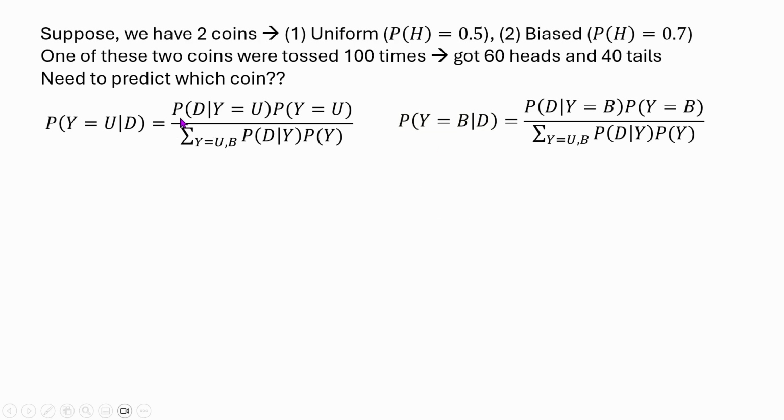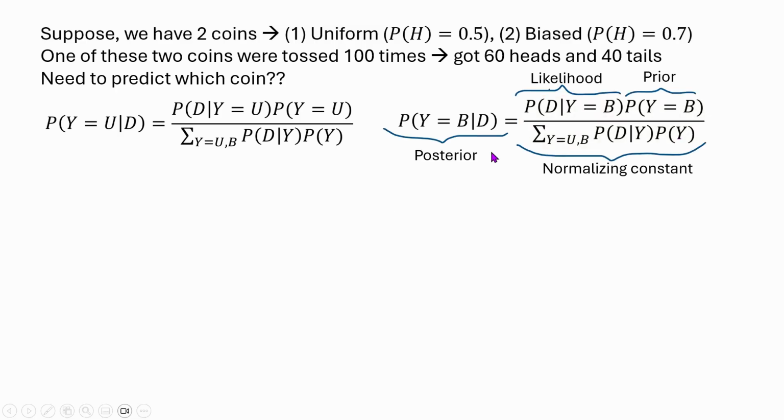Now let's see how we calculate these things. This is nothing but Bayes theorem at play. That's why I've just written Bayes theorem here. No magic done here. The important thing is we need to know what each of these terms are called in machine learning or in real life. This is called the posterior. This is called the likelihood. This is called the prior. And this is called the normalizing constant.